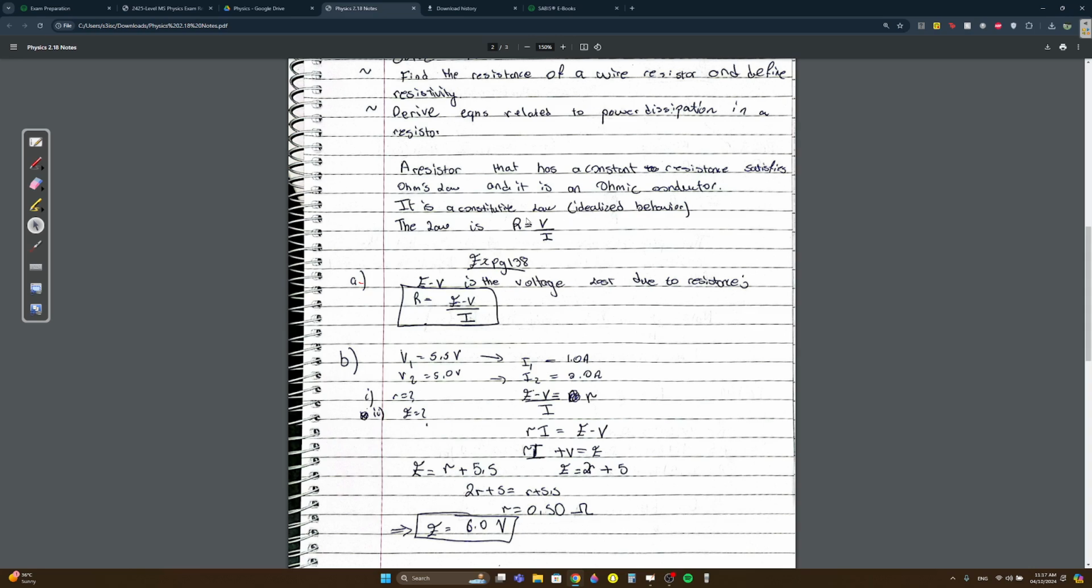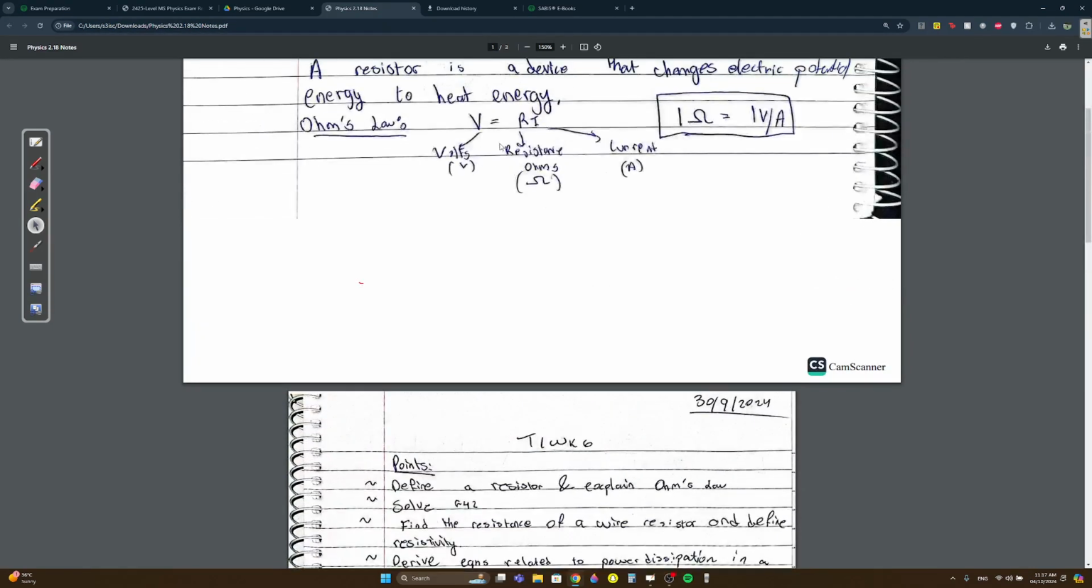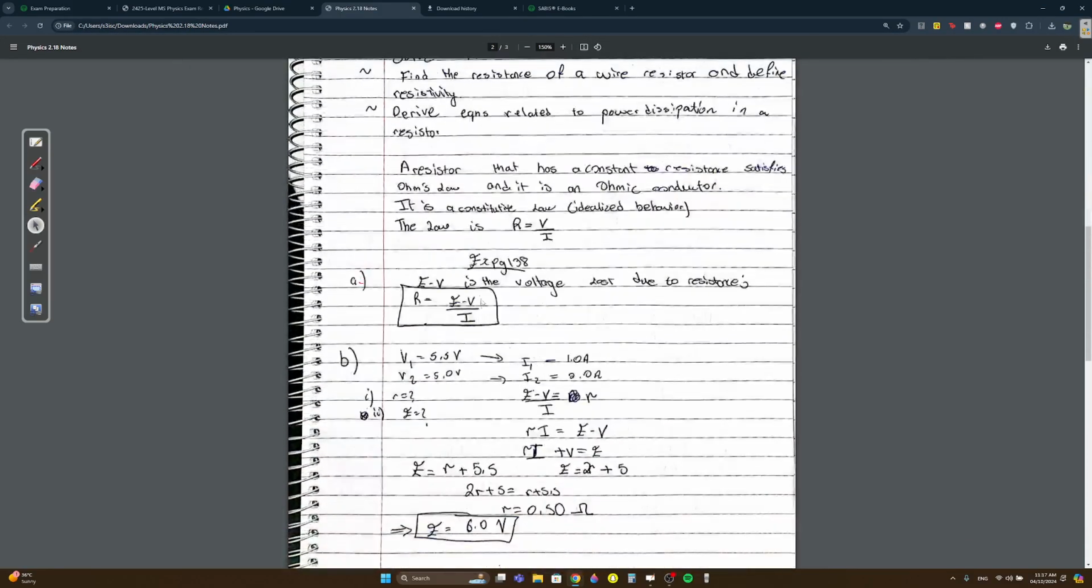It's not like Newton's law, F equals ma. That's a law. This is a constitution, so it's a constitutive law. It's idealized, so he just kind of assumed it. What is the law? This is the law: R equals V over I. Not V equals IR, that is just an equation. This is the law.